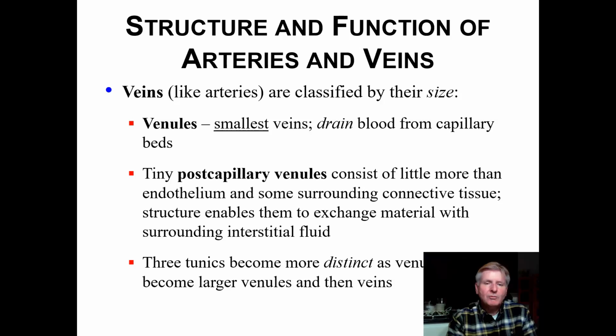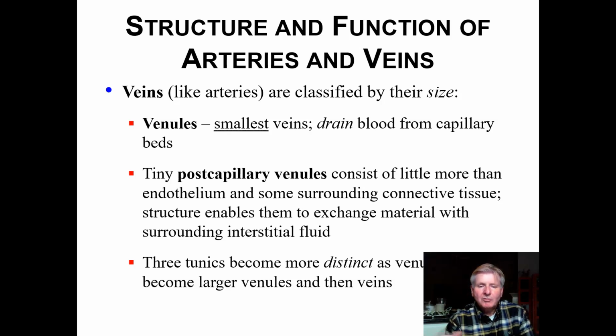Now, venules are the smallest of the veins. They're analogous to the arterioles from arteries. They're the vessels that drain blood from your capillary beds. You also have these tiny postcapillary venules, which are just a little more than endothelium with a little bit of connective tissue surrounding them, and this allows them to exchange material with the surrounding interstitial fluid more efficiently.